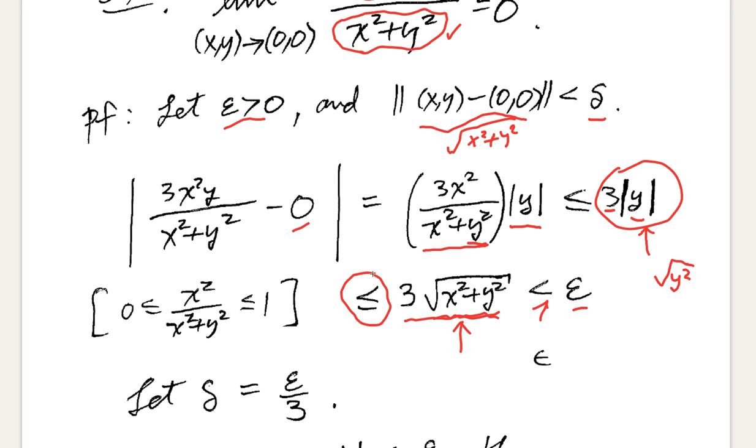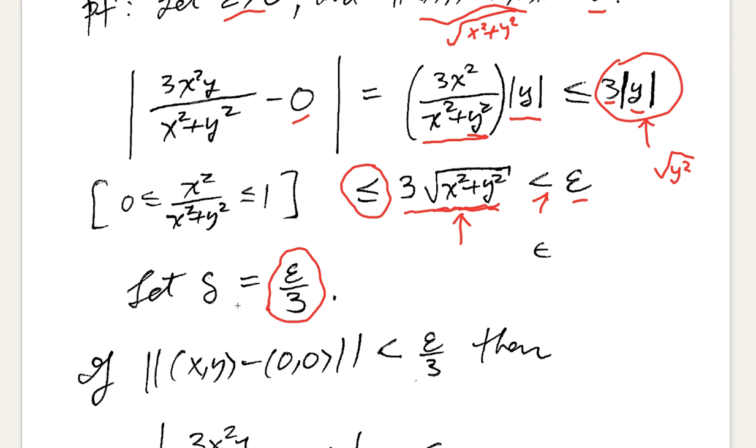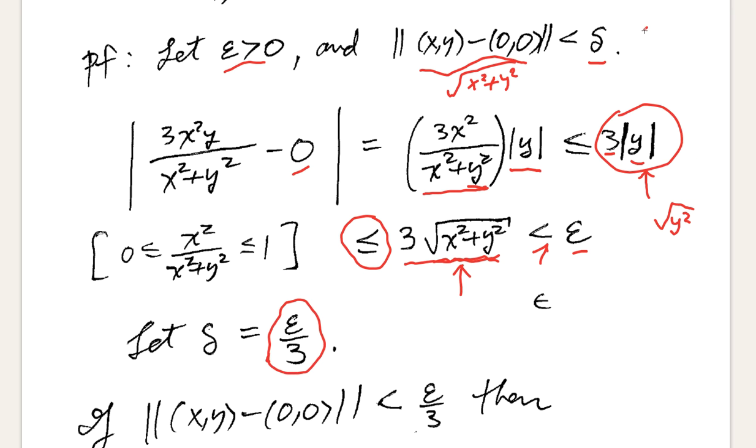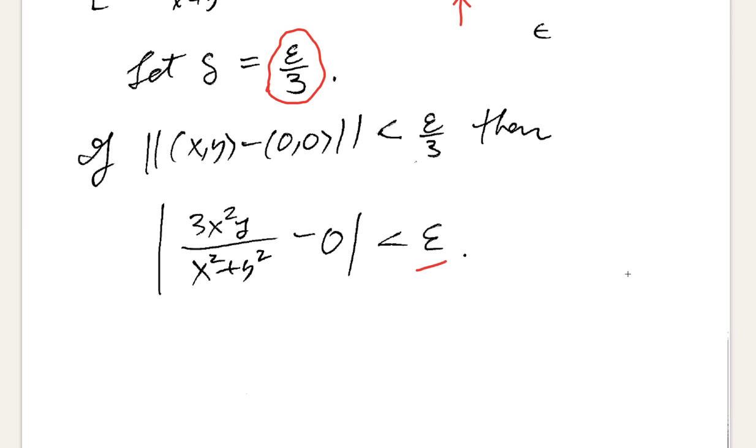So here's what we've got to do for our delta here. We just got to have delta be what? Epsilon divided by 3. Okay, because if delta is epsilon over 3, and this value is less than epsilon over 3, then going through this reasoning, we can see here that the difference between the function and 0 is going to have to be less than epsilon. Okay, so it works. So we've got a proof there.